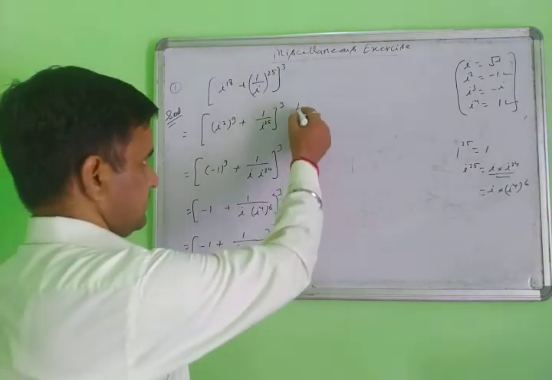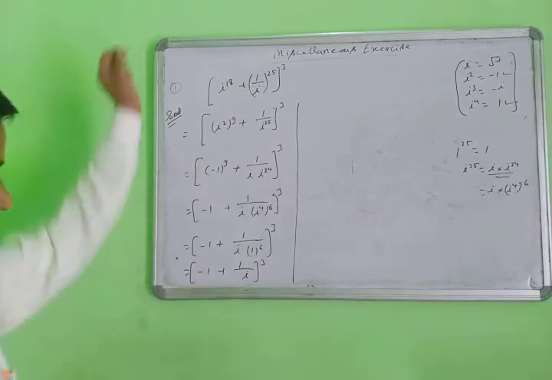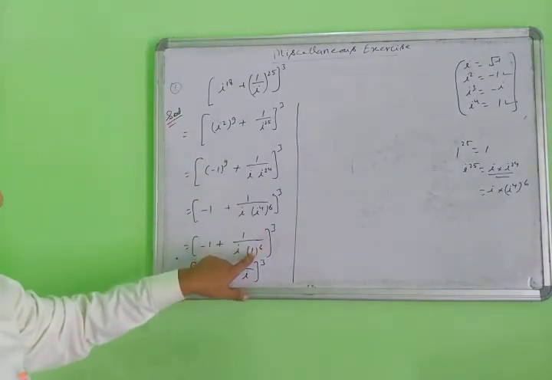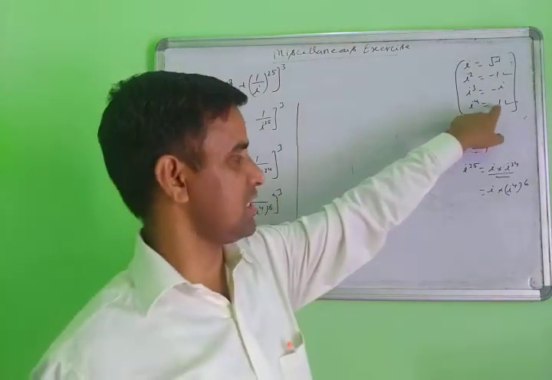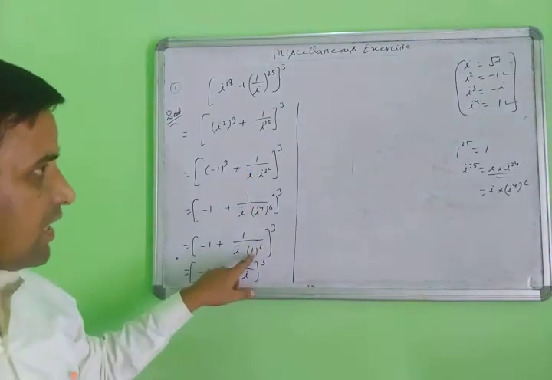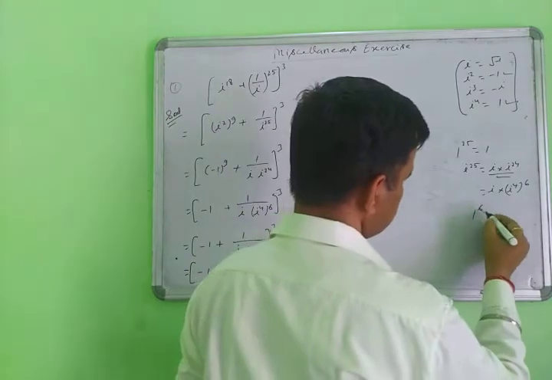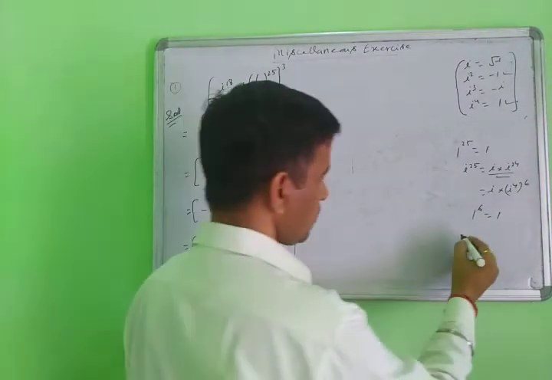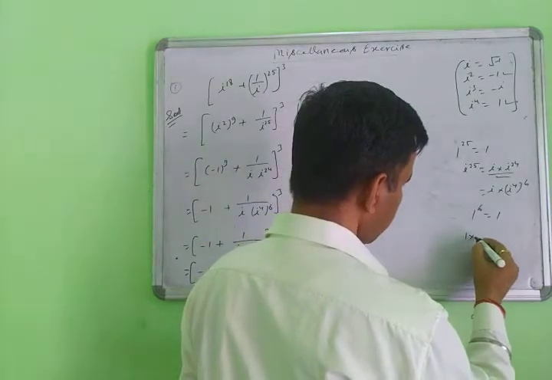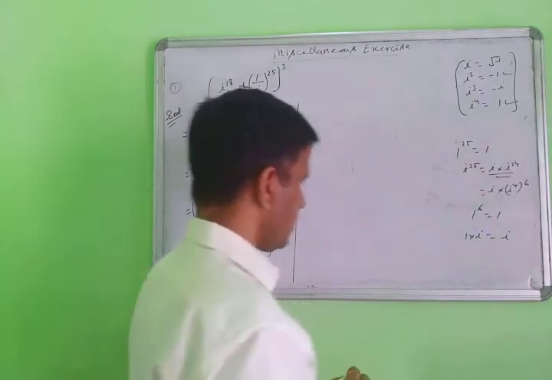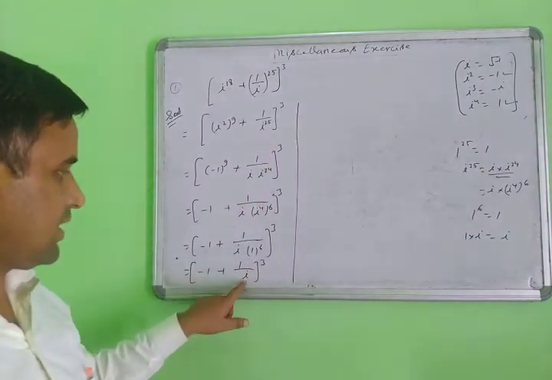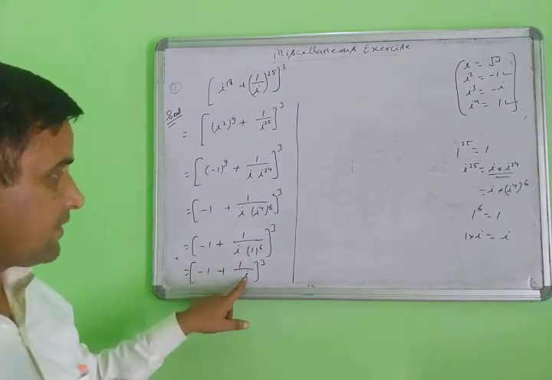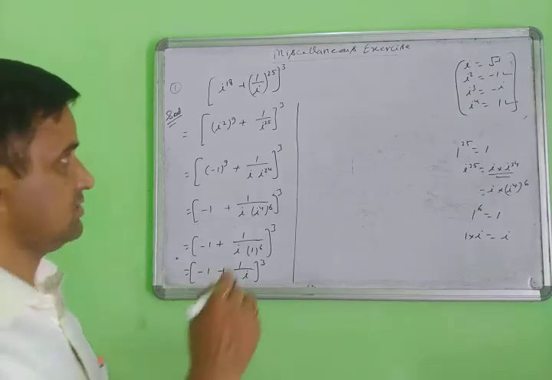After that, the value of iota 4 is plus 1. 1 exponent 6 is equal to 1. Then 1 into iota is equal to iota. Then this is converted, but the iota has come in the denominator, so first remove this.